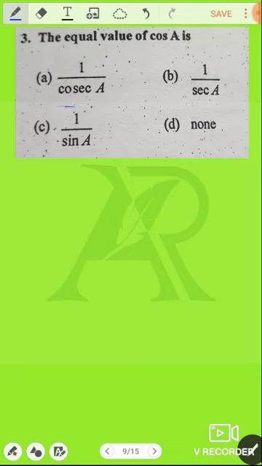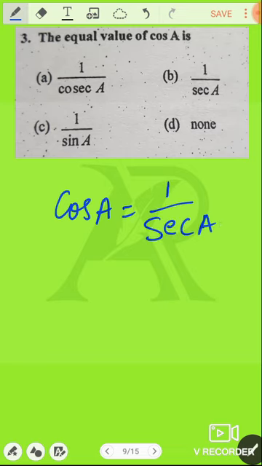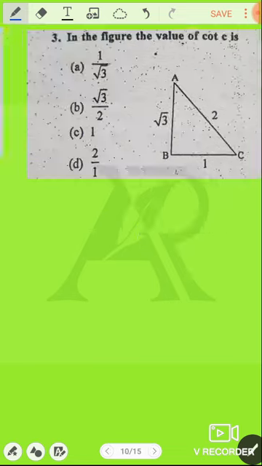See the options. The options are given: 1 by cosecant A, 1 by secant A, 1 by sin A. All these are reciprocals of something. What is the reciprocal of cos A? We know the reciprocal of cos A is secant A. That is nothing but 1 by secant A. Therefore, option B is the correct answer. Let us see the next question.